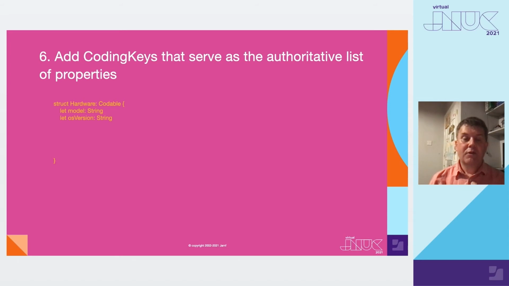So as an example, if you take our hardware structure, we've created the two constants to store the values, and we then add what's called an enum.